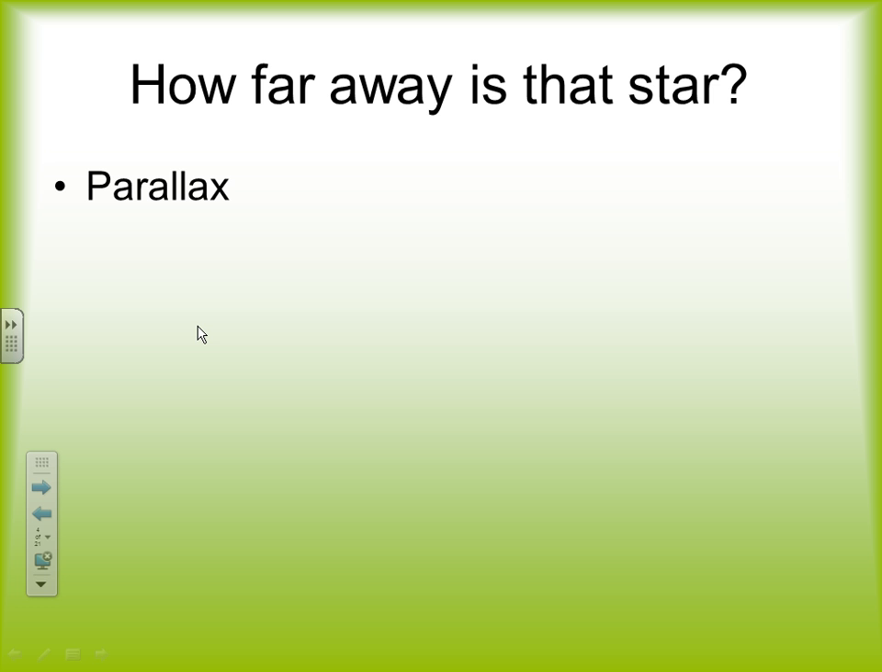Because we look at things from different vantage points, this eye looks at it from here, this eye looks at it from here, our brain takes information from both of those eyes, puts it together, and goes, oh, this is closer to me than that. It allows us to have depth perception. That's one of the ways that we figure out how far away these stars are.